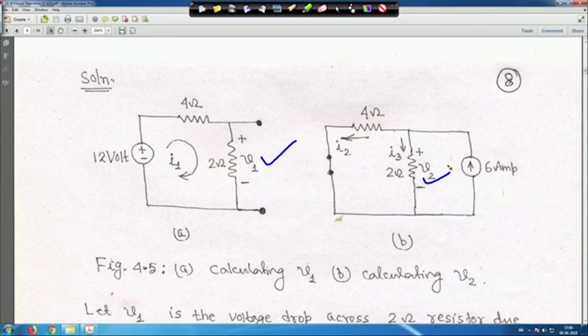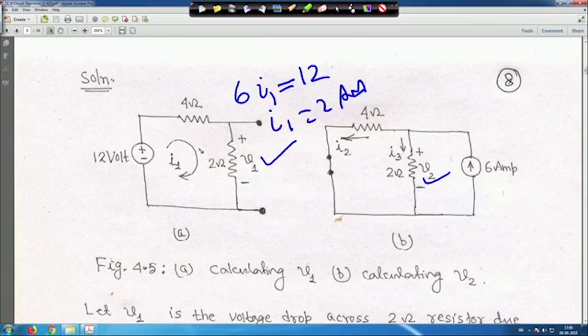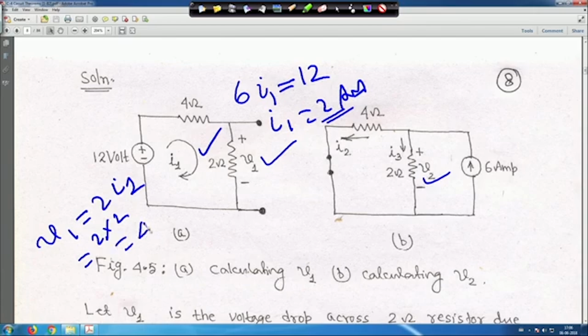Before moving on, in this case it is very easy to find out the I 1 current. If you apply KVL here, it is a simple circuit, so 4 plus 2, basically 6 I 1 is equal to 12, therefore I 1 is equal to 2 ampere for this one. So, V 1 is equal to 2 I 1, I 1 is equal to 2 ampere, so V 1 is equal to 2 into 2 is equal to 4 volt. This is your V 1.